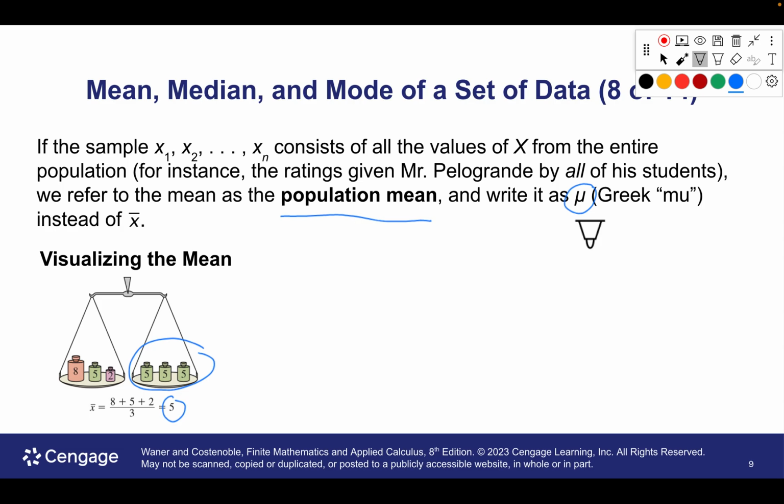X bar is the same thing. It's a mean, but it's the mean of a sample. And that's the basic thing we have in statistics. We have those two things. We have either the population, which is everything, everybody, and we have a sample, which means we just sort of drew blood, a little bit, and we're going to see what that sample tells us about the population.